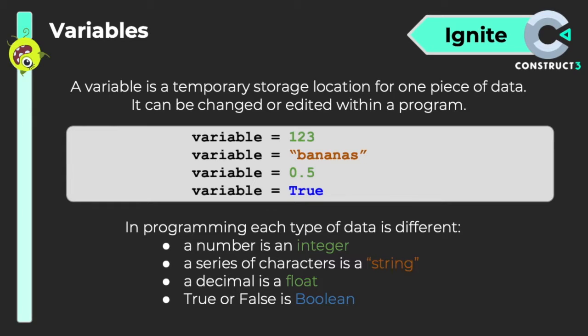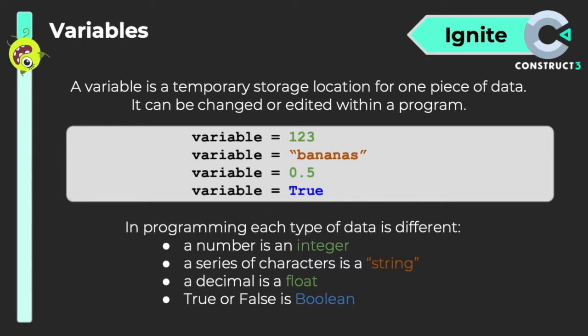So variables, this slide says it is a temporary storage location for one piece of data. I think of them like file folders on your laptop. So you look into a file for a particular document and you can move things in and out of that file folder. So any variable creates its own file folder and you can check data in that folder or you can change the data within that folder.